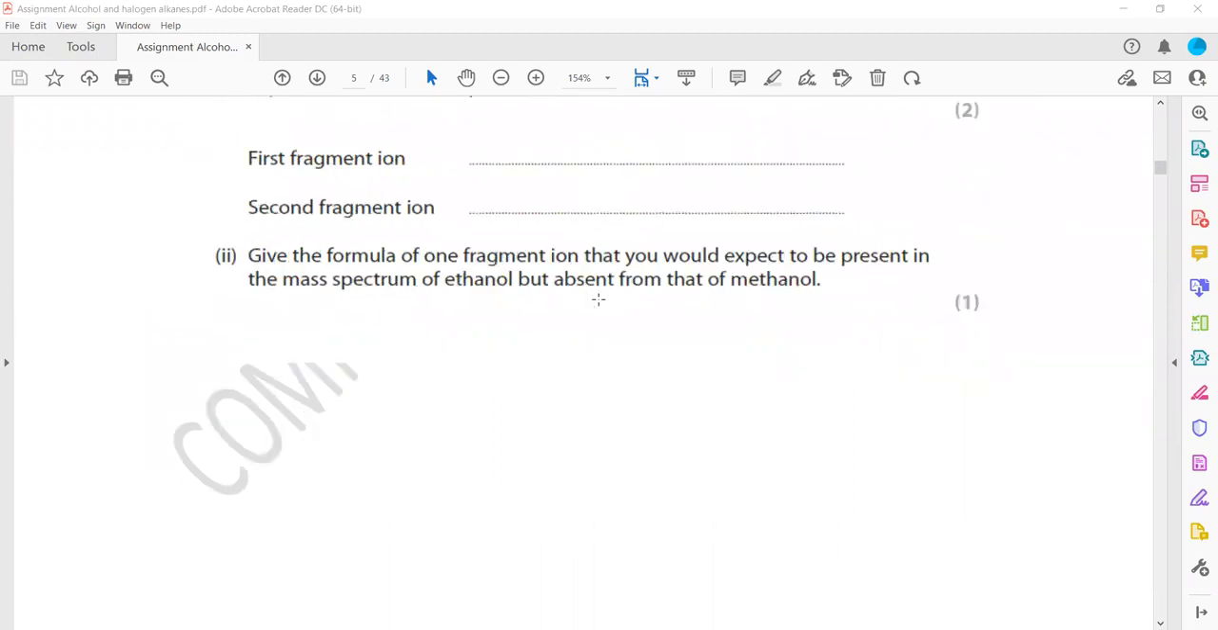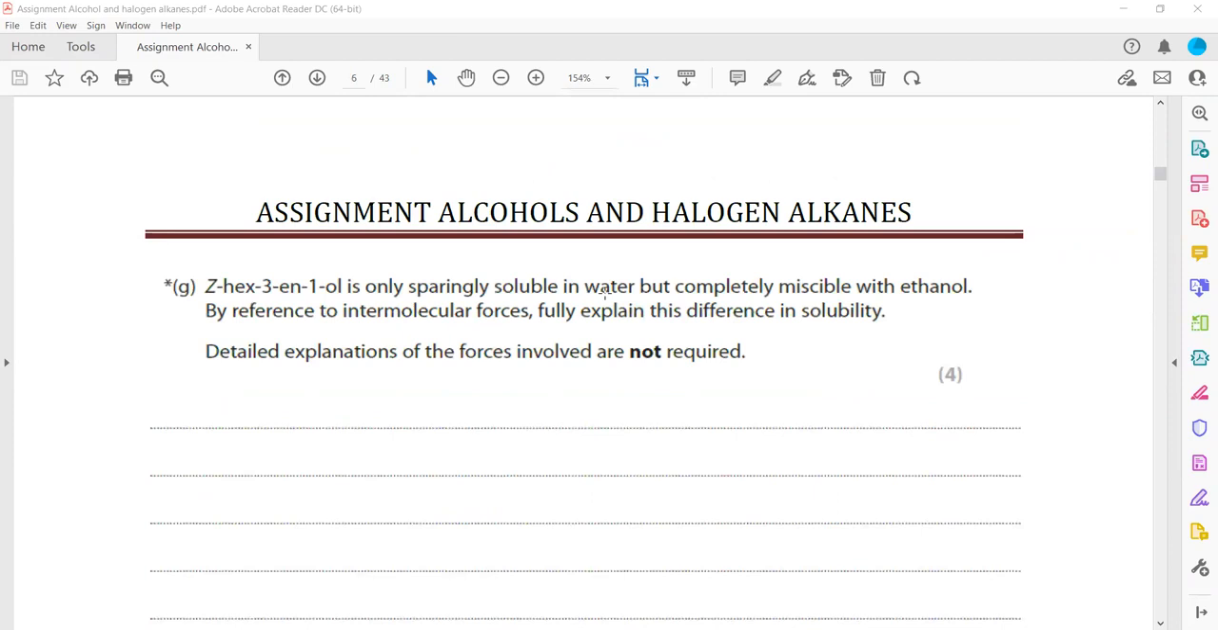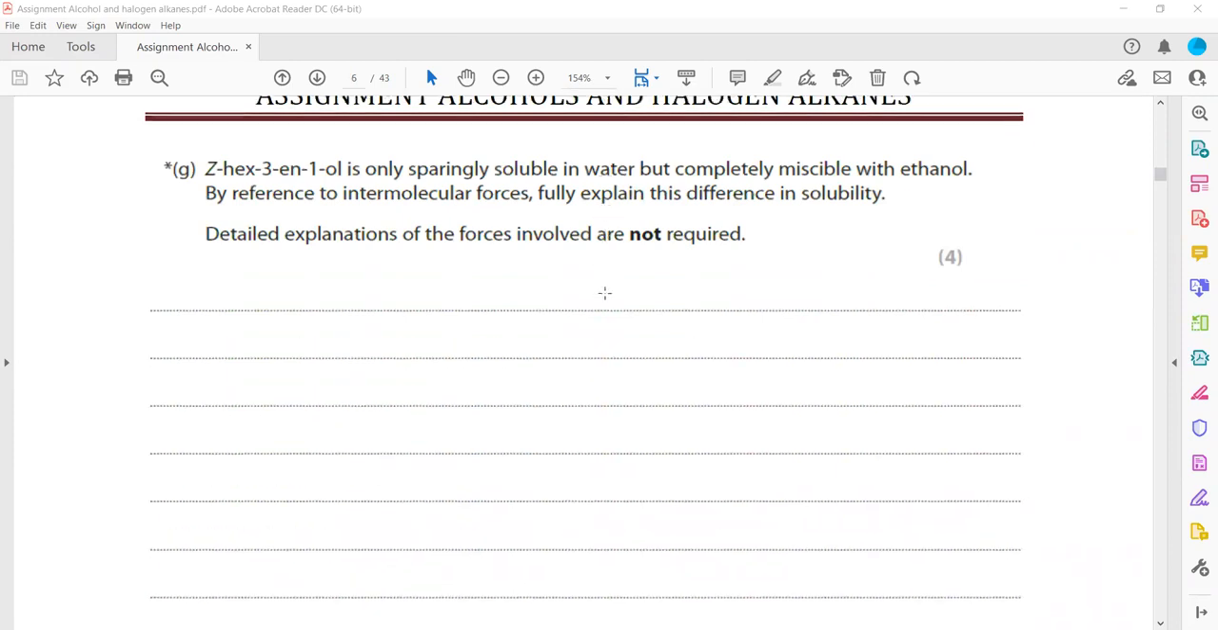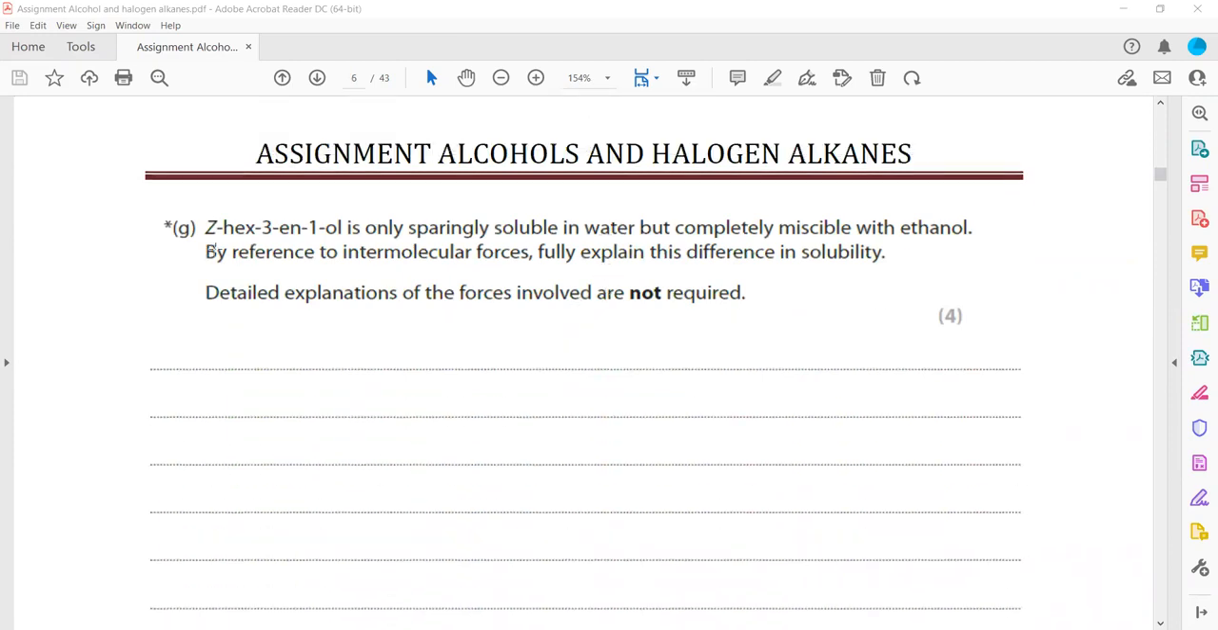This is related to the mass spectrum, so we'll do it at the last because that is still left. Then, Z-hex-3-en-1-ol is sparingly soluble in water, but it is completely miscible in ethanol. The concept is like dissolves like. What does it mean? It means that if two molecules have identical types of forces, they will mix with each other and be miscible. If they have different types of forces between them, they will be immiscible.